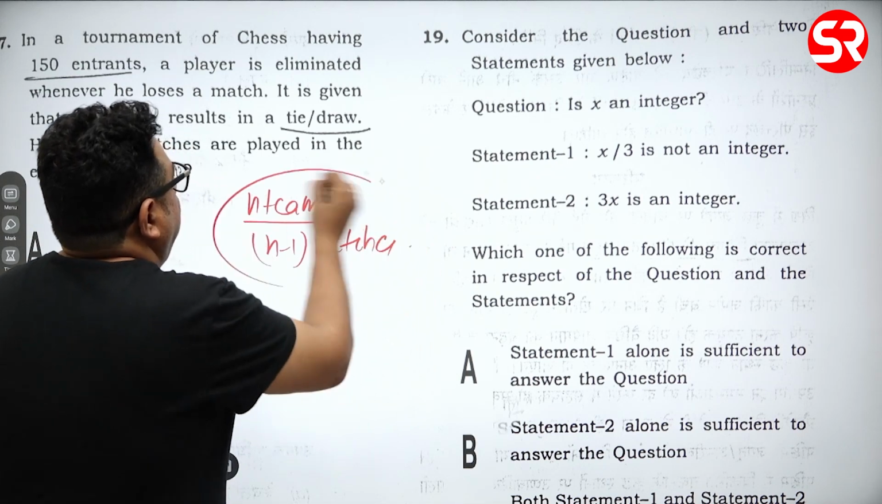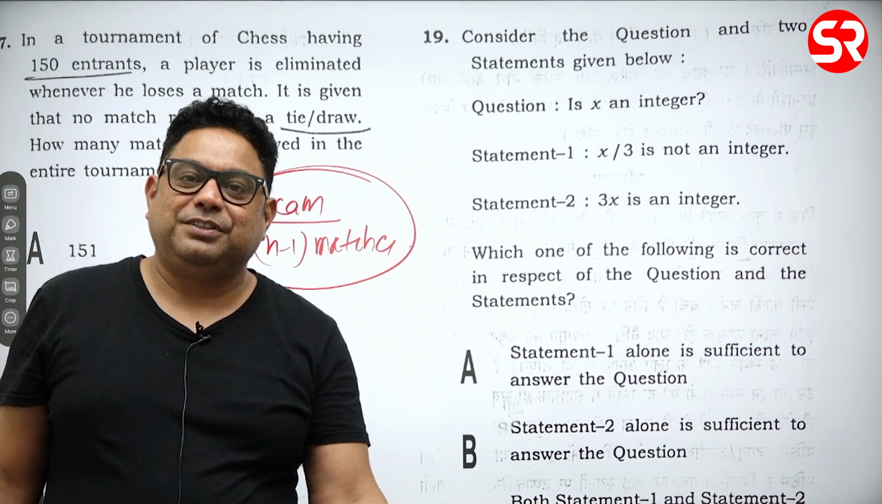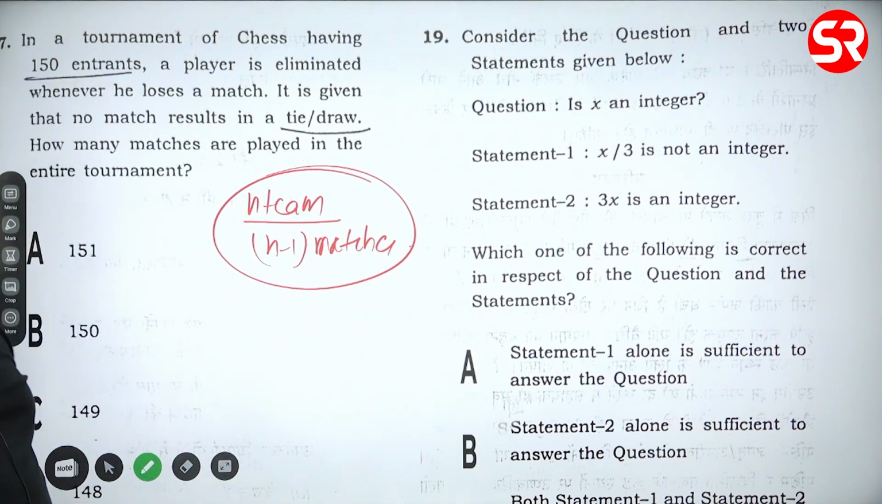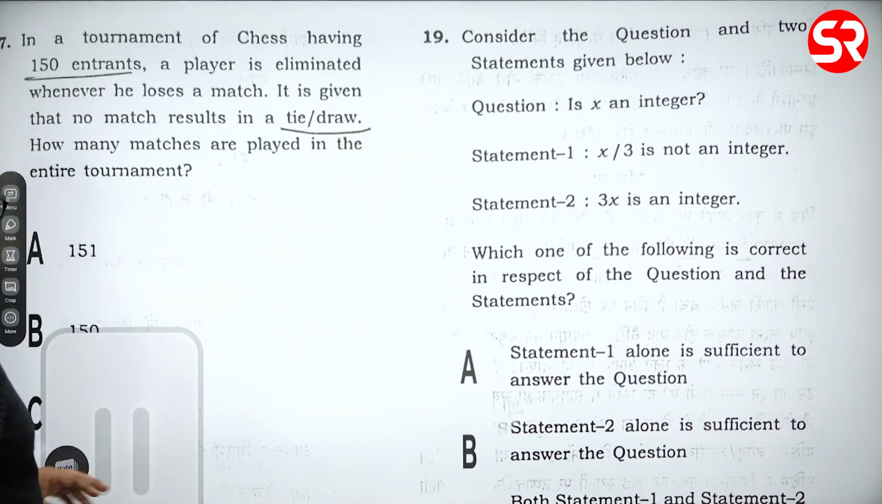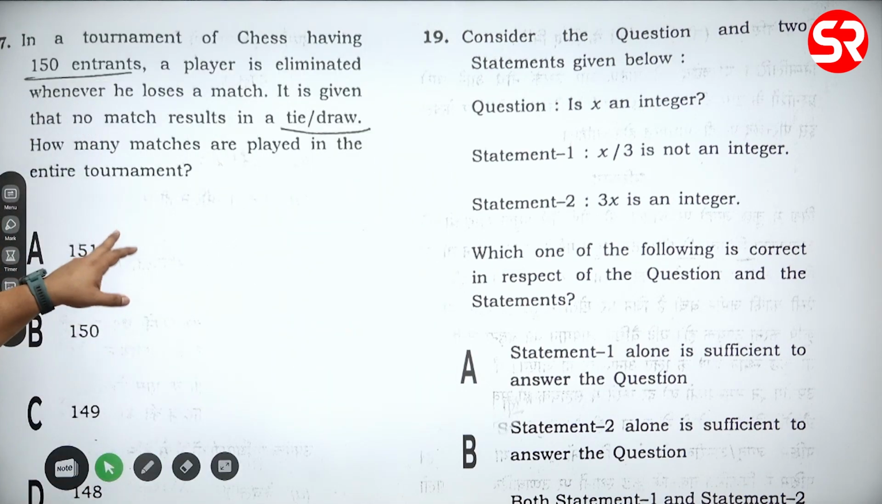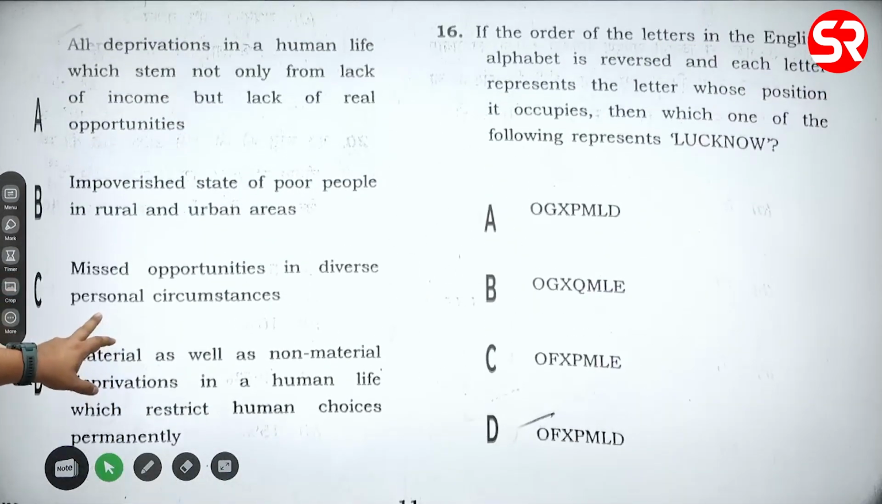I can even tell you this is done in combinations. Again, permutation combination chapter. So how many matches? 149 matches. Clear? Knockout. The one who lost goes out.